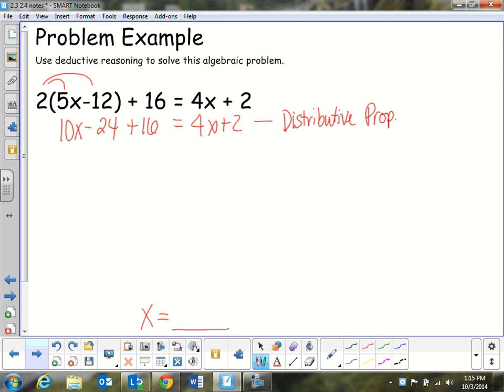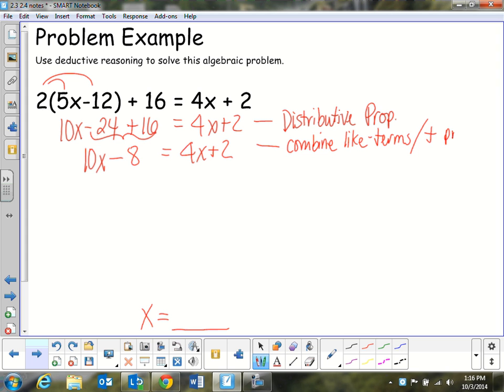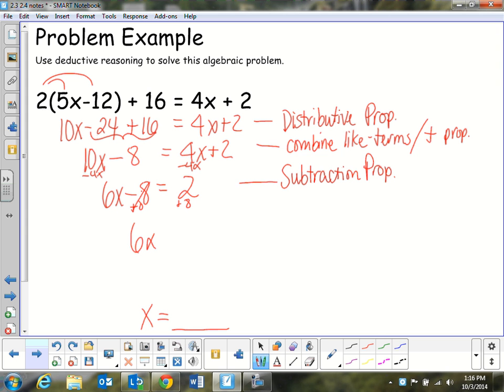My next line, I would combine these like terms. So 10x minus 8 equals 4x plus 2. My reasoning for that line, I could say the addition property or combine like terms, so I'll just write combine. My next line, I would want to move this 4x over here, which I still have to subtract, so I get 6x minus 8 equals 2. The reason for that line is the subtraction property. Now, next line, I would add 8 to get rid of that. So the next line would say 6x is equal to 10. My reason for that one is addition property.